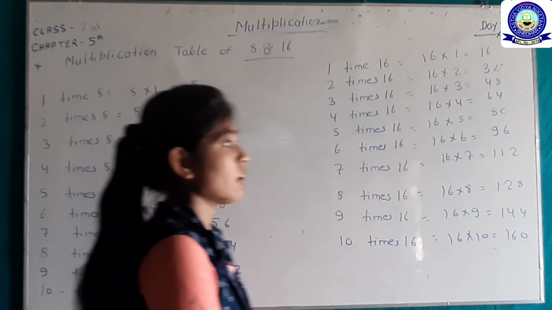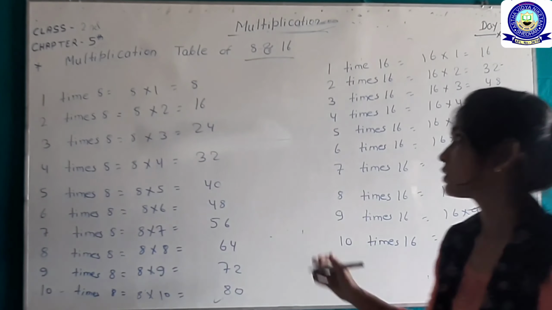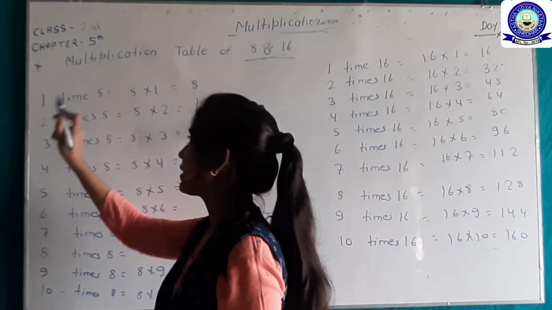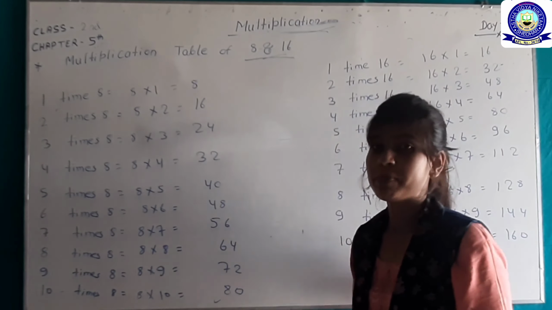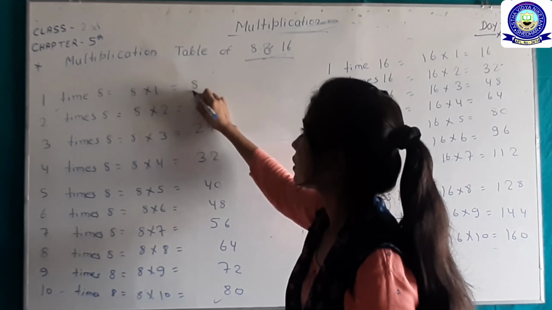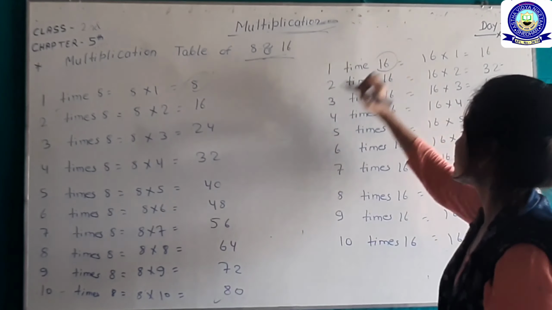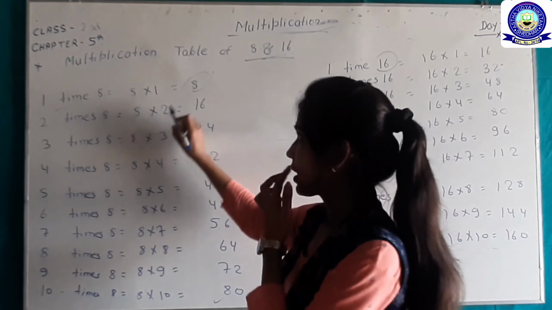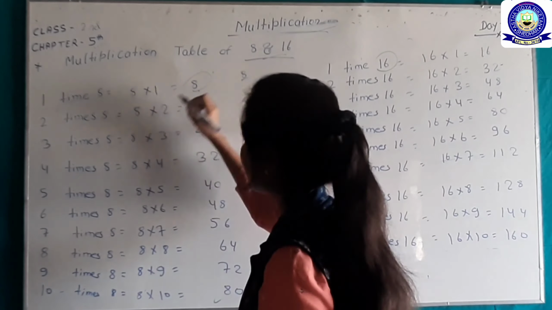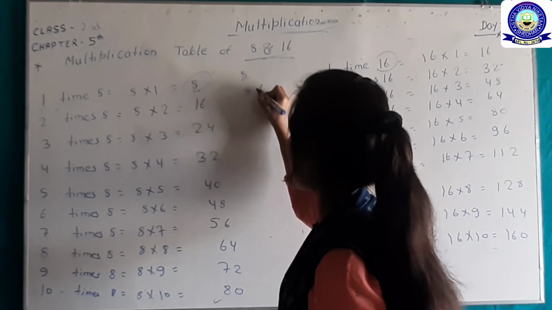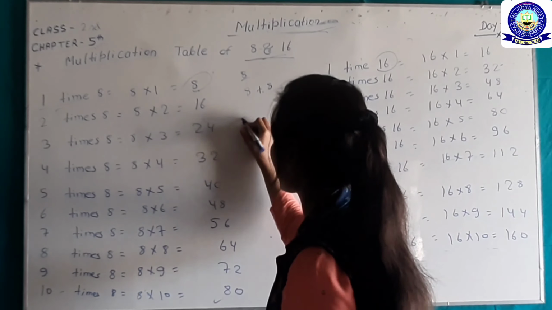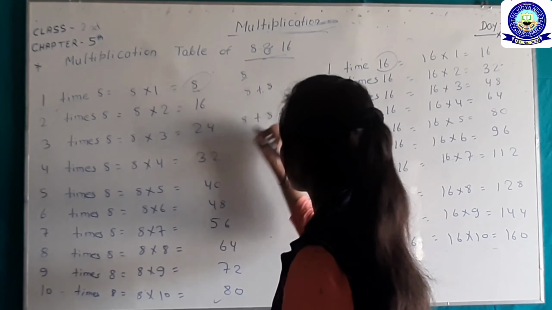And now we have to read about the multiplication tables of 8 and 16, with the help of repeated addition or with the help of multiplication. 8 is a 1 digit table and 16 is a 2 digit table. We have to write 1 time 8. When we write 1 time 8 we get 8. When we write 2 times 8, 8 plus 8, we get 16. When we write 3 times 8, we get 24.